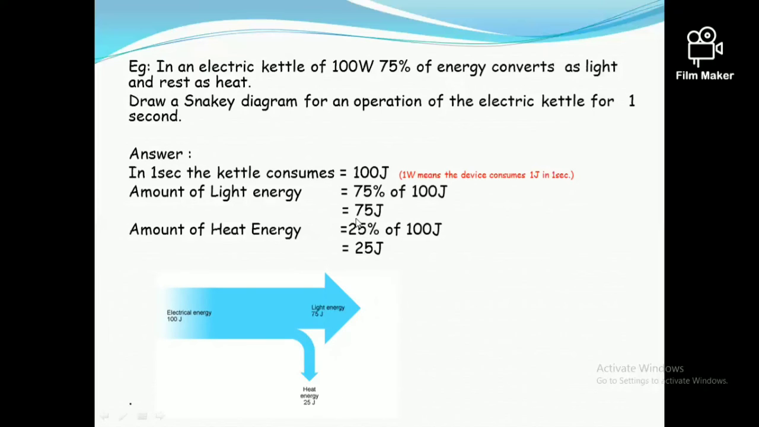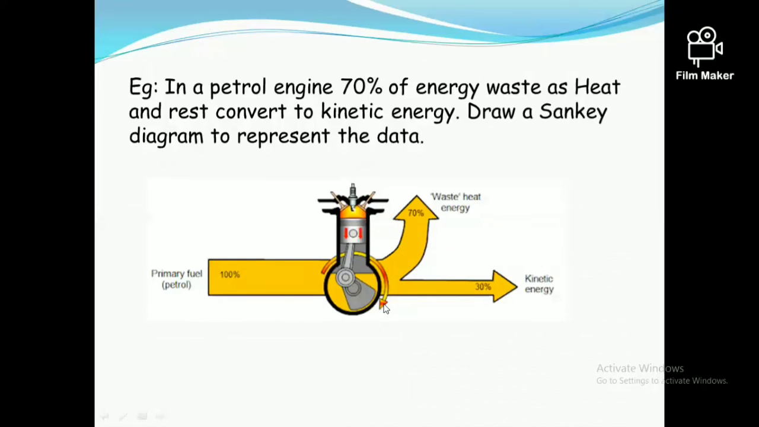What is the rest of the amount? 25% of 100 joules, that is 25 joules. So when you draw this, it should be proportional to the ratio of 100 joules to 75 joules to 25 joules. You have to draw the Sankey diagram accordingly. This is another example. In a petrol engine, 70% of energy is wasted as heat and the rest converts into kinetic energy. So out of 100%, 70% converts into heat, which means the rest would be 30%. So the input is 100, 70% waste and 30% as kinetic energy. That is the Sankey diagram which represents this information.